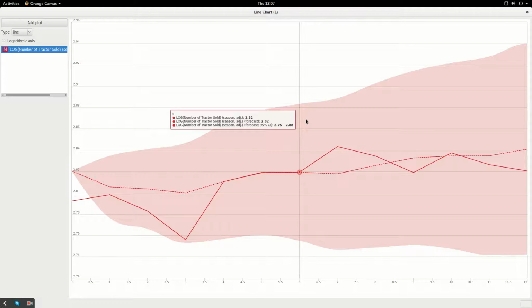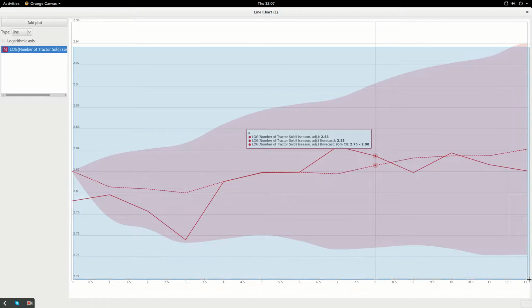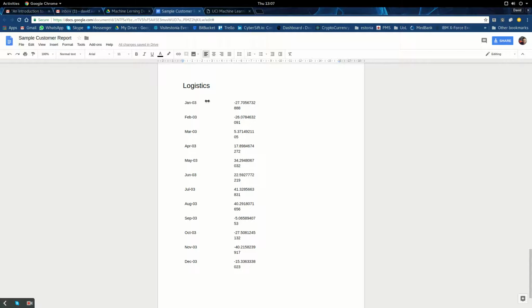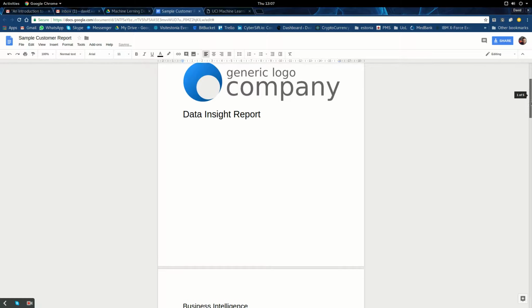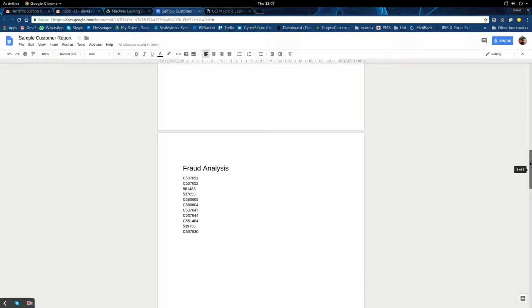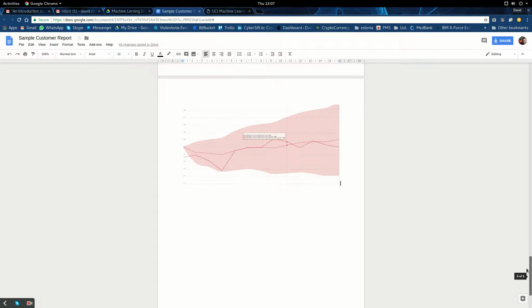So that would be the very last element that we would put into our report. And we end up having a very, I think, informative report for a customer that ends up showing business intelligence with all our rules and exploratory data analysis, fraud analysis, and finally the logistics, which shows a seasonal component as well as absolute forecasts for the coming year. And that concludes our quick tour of data insights.